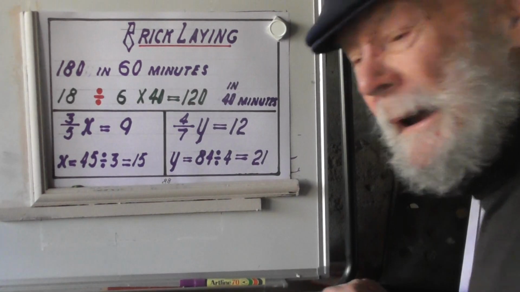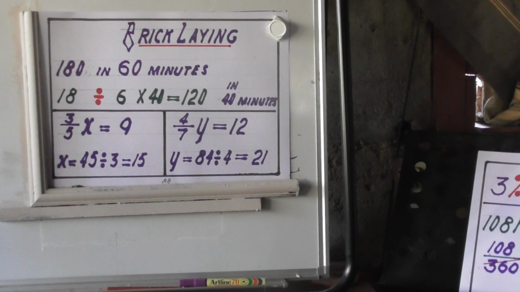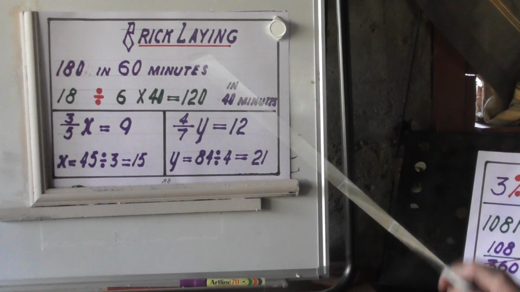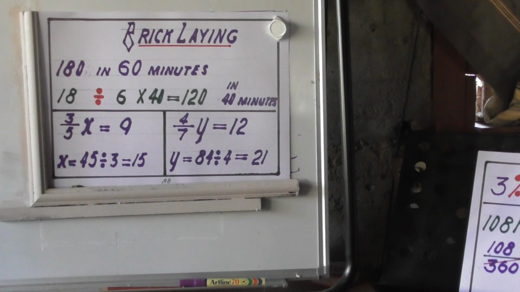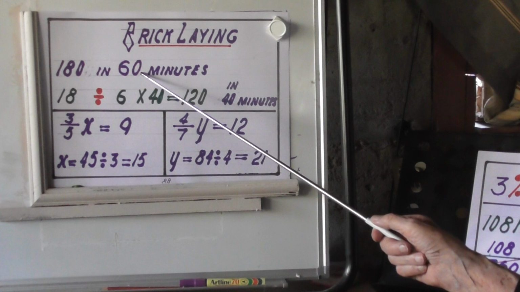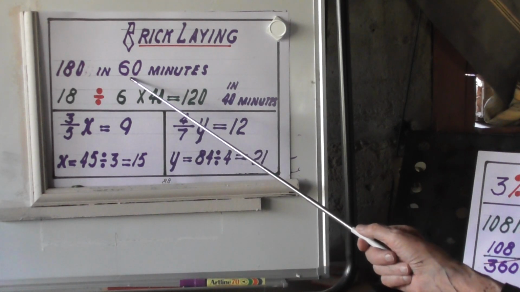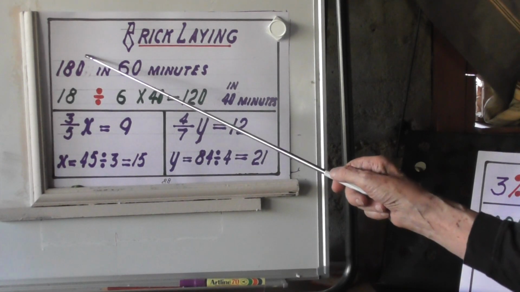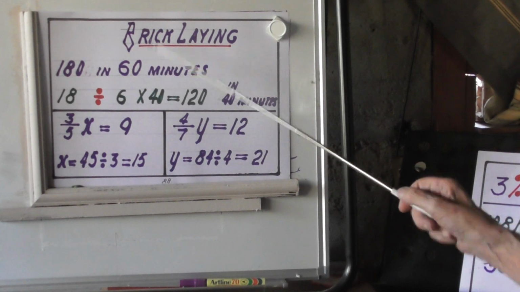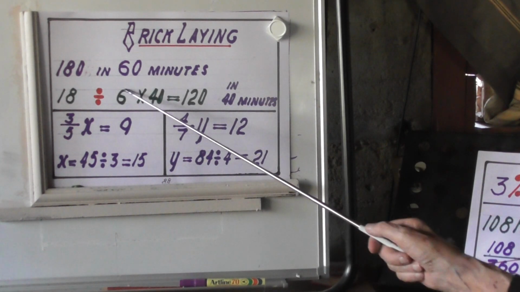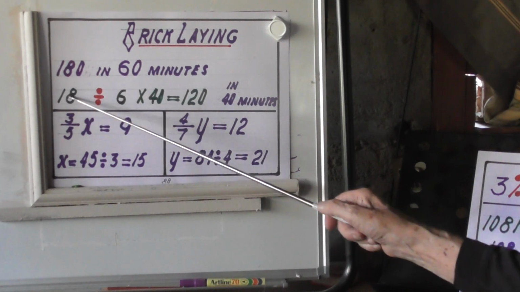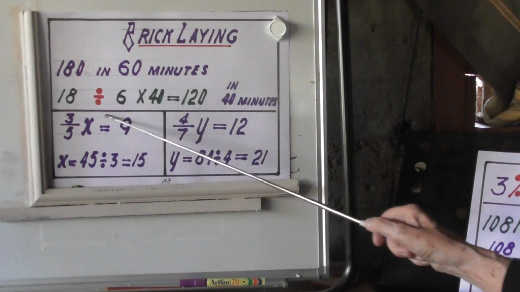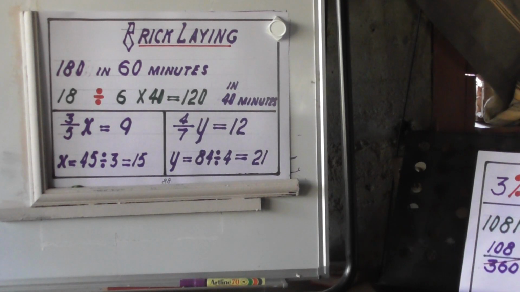Ha! This is a bricklaying sum. The man can do 180 in 60 minutes. And this is actually the unitary method in one go. Of course, instead of 180 divided by 60, because that is then 1 minute, we do 18 divided by 6. See, this is intelligent mathematics. Straight away, I don't need that note. So, he does 3 in 1 minute, and in 40 minutes, 120.